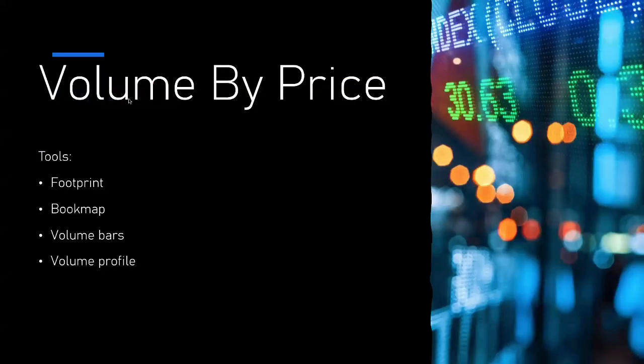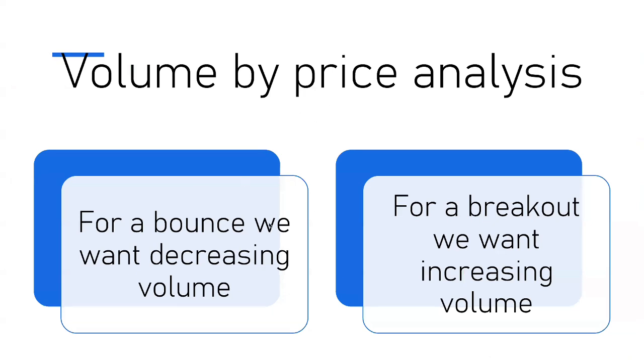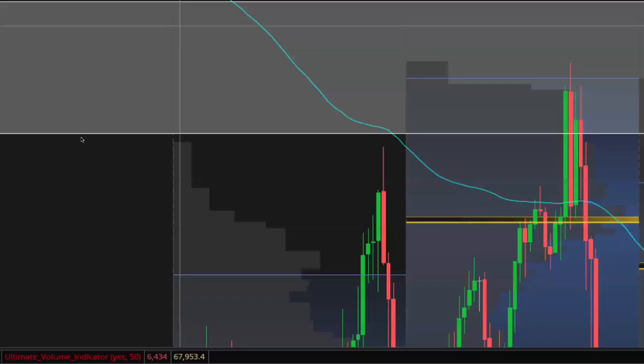Volume by price is one of the tools we use to read volume, but volume profile, volume bars, Bookmap, footprint charts, all of this can be used to read volume by price. Remember how I talked about supply and demand having to go with overall sentiment. The next thing that has to happen is volume by price. For a bounce, I want decreasing volume. For a breakout, I want to see increasing volume on the breakout. I need to see these two things for the A-plus setups to come into play.